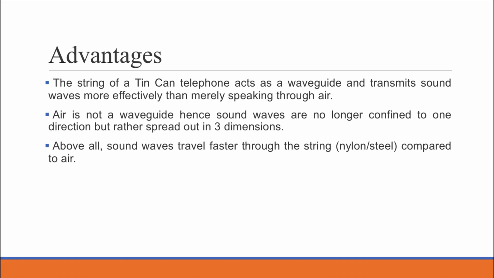So the advantages include that the string of the tin can telephone acts as a waveguide, so it transmits sound waves more effectively than speaking through air, because waves travel only along one direction in a waveguide, whereas air is not a waveguide because there's no restriction for sound to travel along one dimension or one direction. It spreads out in 3 dimensions, so it's not efficient.